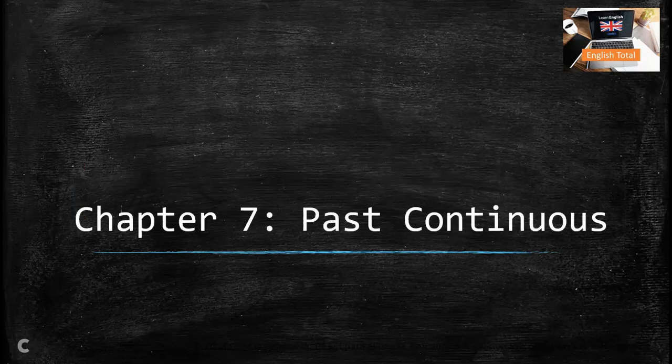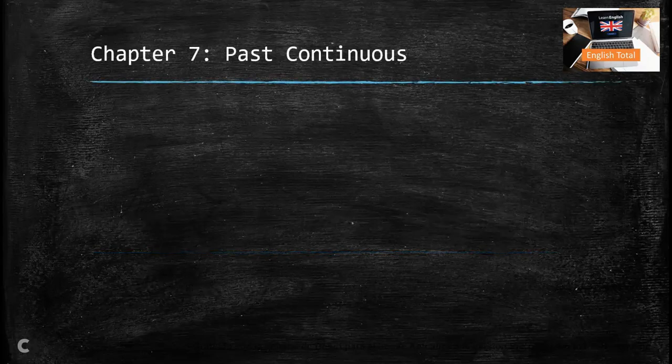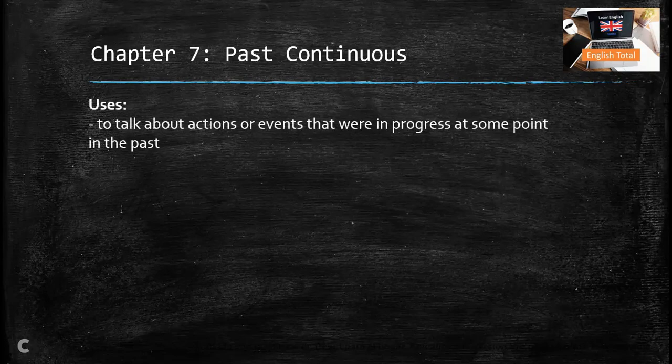Chapter 7. The Past Continuous. Today we will be looking at the past continuous and how you can use it in conversation, especially when you tell a story. We can use the past continuous to talk about actions or events that were in progress at some point in the past.